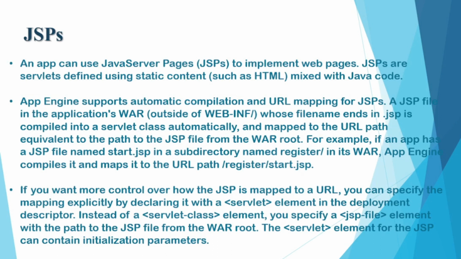If you want more control over how the JSP is mapped to the URL, you can specify the mapping explicitly by declaring it with a servlet element in the deployment descriptor. Instead of a servlet class element, you specify a JSP file element with a path to the JSP file from the war root. The servlet element for the JSP can contain initialization parameters.